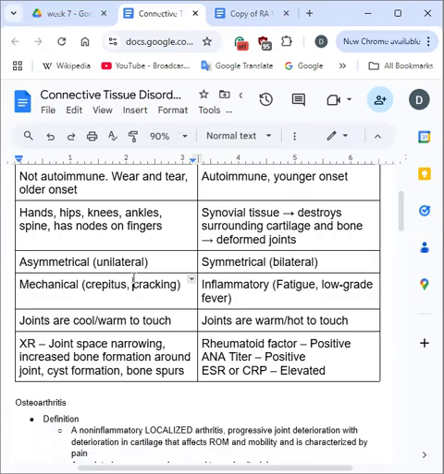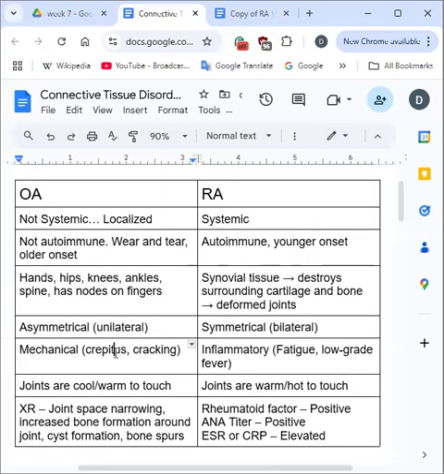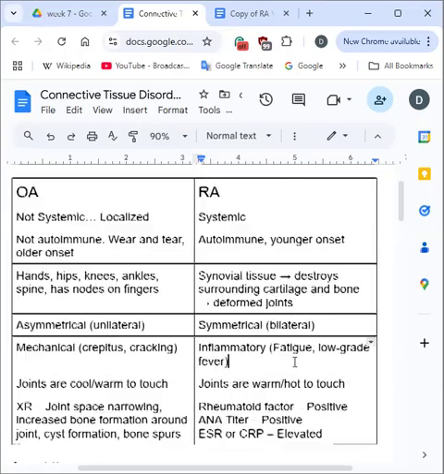Some other key factors: in terms of OA, this is mechanical, so you could hear crepitus. That's when you flex that knee and you'll hear it crackle, snap, crackle, popping, cracking. While RA is inflammatory, it comes with things such as fatigue and low-grade fever. So those are common things that occur with autoimmune inflammatory conditions.